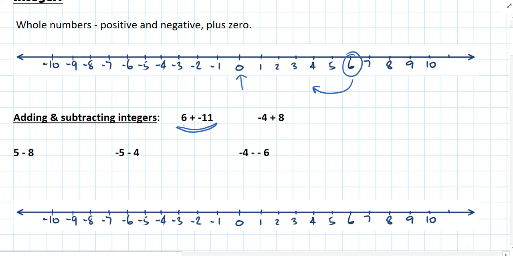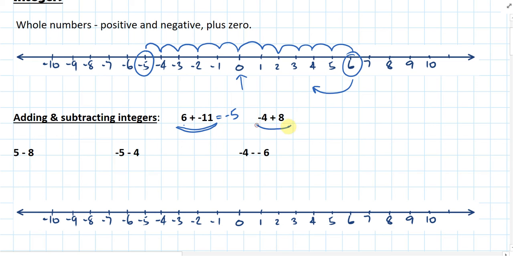So 6 plus negative 11 means we're going to jump down the number line, 11 spots, 6, 7, 8, 9, 10, 11. So we end up at negative 5. So whenever we add a negative number, you're heading down the number line to the left.